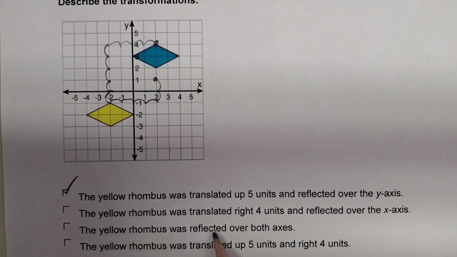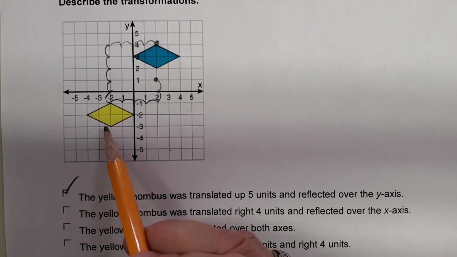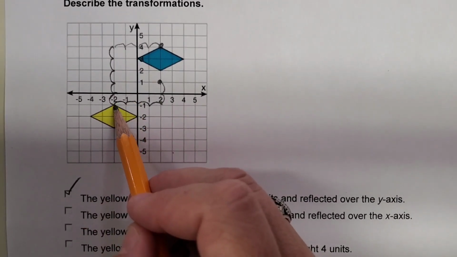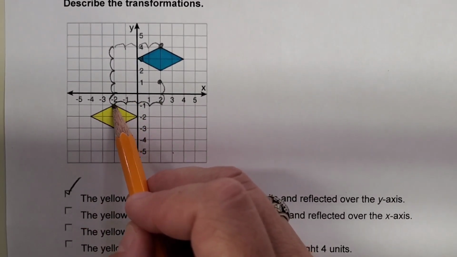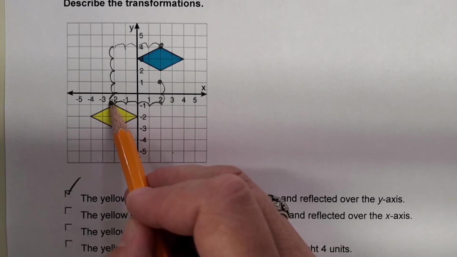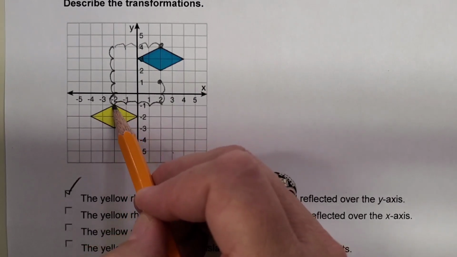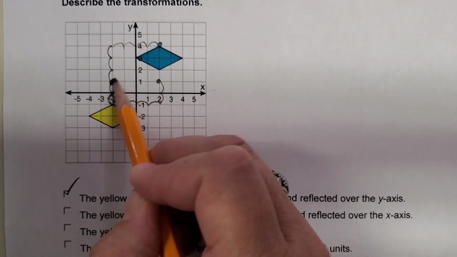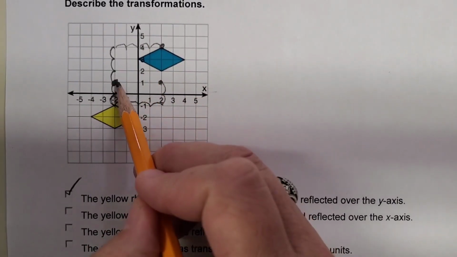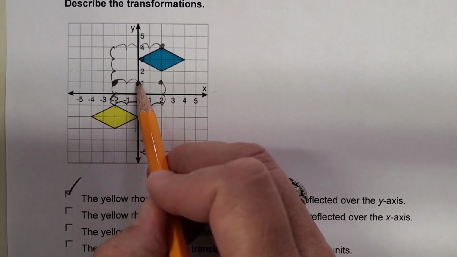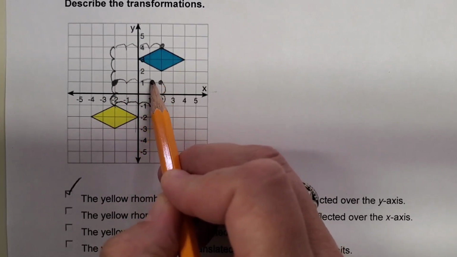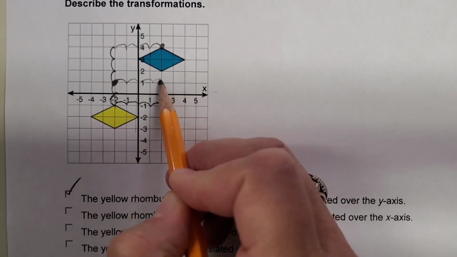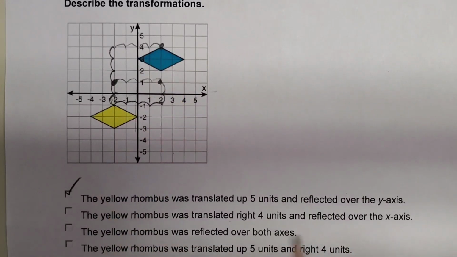The yellow rhombus was reflected over both axes. So if we were to reflect this over both axes, let's start here and go up 1. So to reflect this point over the x-axis would be here. Now we have to reflect it over the y-axis. So go over 1, 2, same distance on this side, 1, 2. We end up at this spot again. That is not on the blue rhombus, so that's a no.